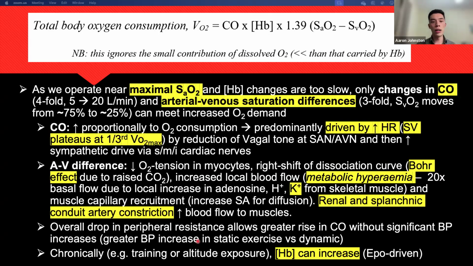So just as a reminder, you'll remember this equation from your first year lectures, the equation for total body oxygen consumption. So this is the product of cardiac output, the hemoglobin concentration within the blood, and then what we call the arterial venous difference. So this is the saturation in the arterial system, subtract the saturation of oxygen in the venous blood. So if we look at these variables, the only things we can change in an acute setting is the venous saturation of blood, and the cardiac output, sorry.